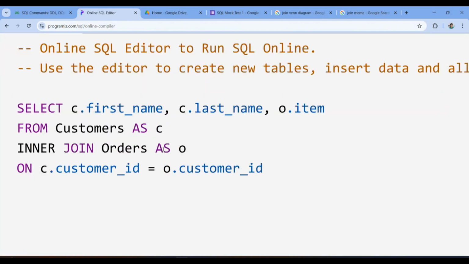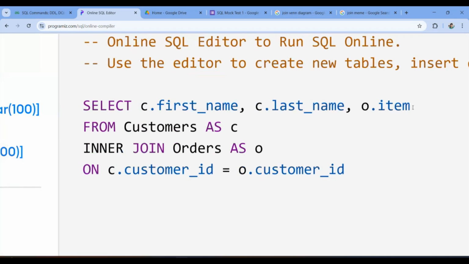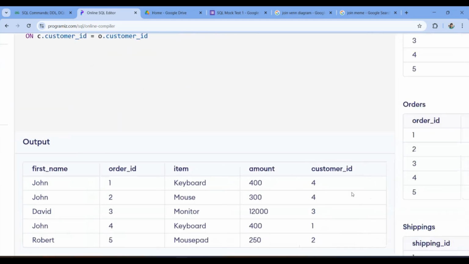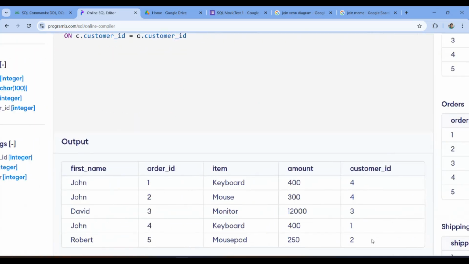Right? What if you want everything from the orders table and only the first name from the customer table? I'll just write C dot first name from the customer table, O dot star. That means I only want first name from the customer table, everything from my orders table. Run it, and you have these 4 columns from your orders, this from your customers. Okay. And now if I ask you this question, who bought keyboard? John. Who bought mousepad? Robert. Who bought monitor? David. Very easily.